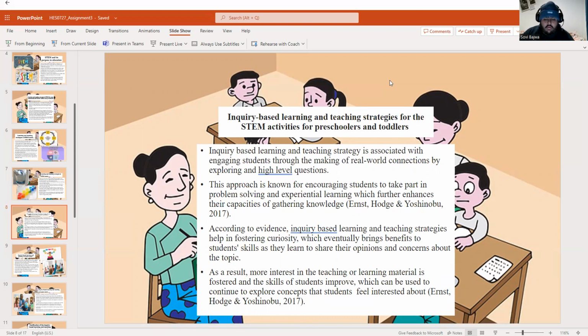In this slide, we're going to talk about inquiry-based learning and teaching strategies for STEM. Basically, inquiry-based learning strategies mean making real-world connections by exploring different high-level questions, such as getting them to know about their emotions and so on. Inquiry-based learning is going to help them with problem solving and gathering knowledge of the real world. And by inquiry-based learning, they're going to solve their curiosities. For example, if they are curious about, let's just say, what if I put water in flour?